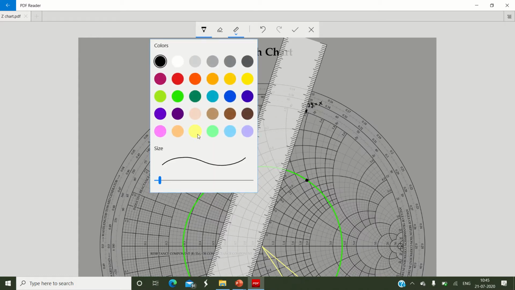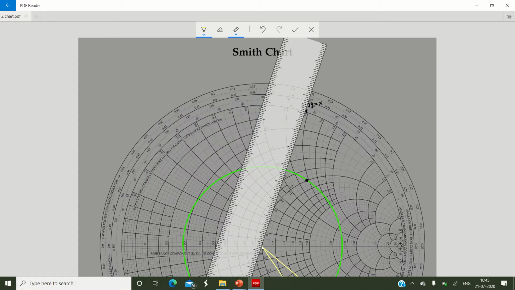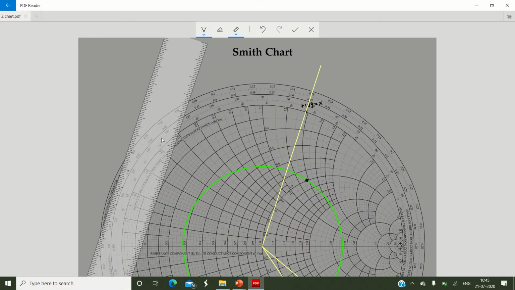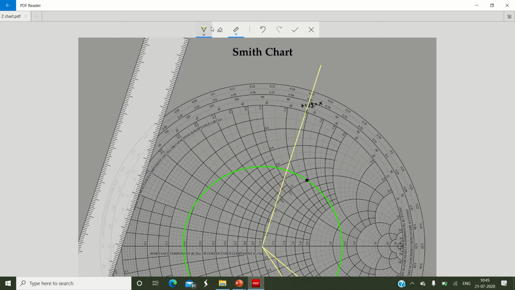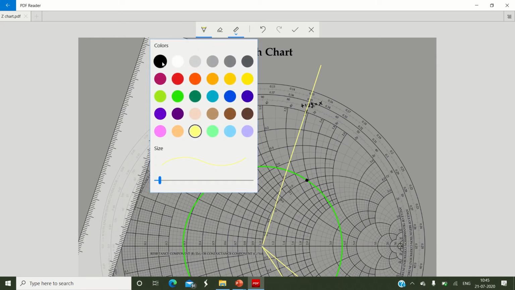So I will choose this yellow color again. All straight lines we are drawing with a yellow color in order to follow the same sign convention. Please remember, you can use some different color also if you want. So I'm drawing a straight line now, in this way. Remove your scale and read the WTG value at the external intersection.